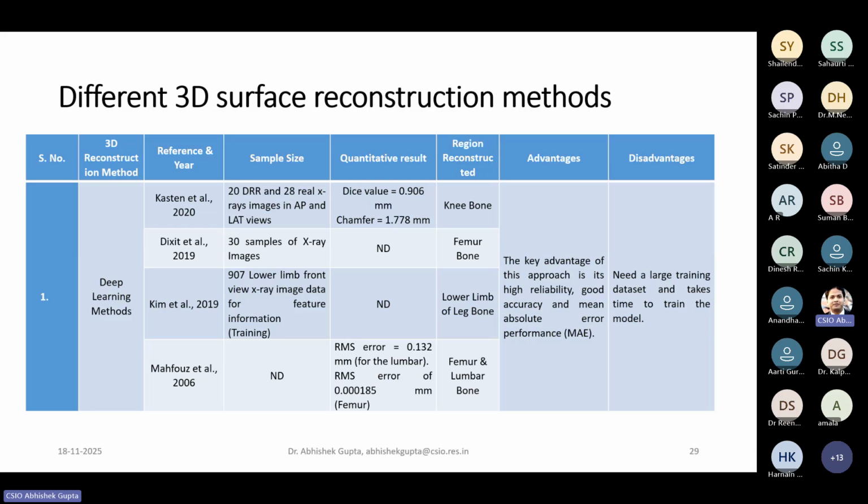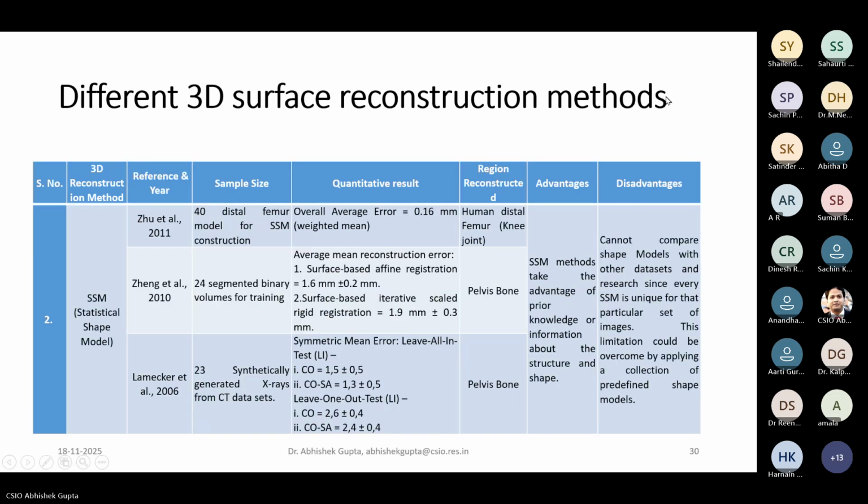Now, some methods are there in the literature. We are just seeing some methods, like deep learning based methods, which were performed to create the 3D surface image for the knee bone, for the femur bone, or for the lower limb, right? Some statistical model, like statistical shape model type of methods, were used for developing the pelvis bone or distal femur.